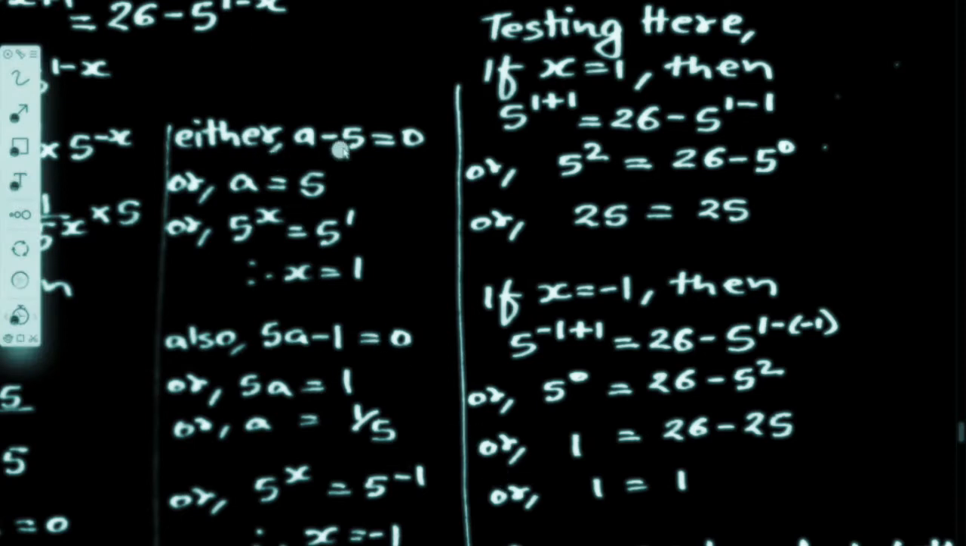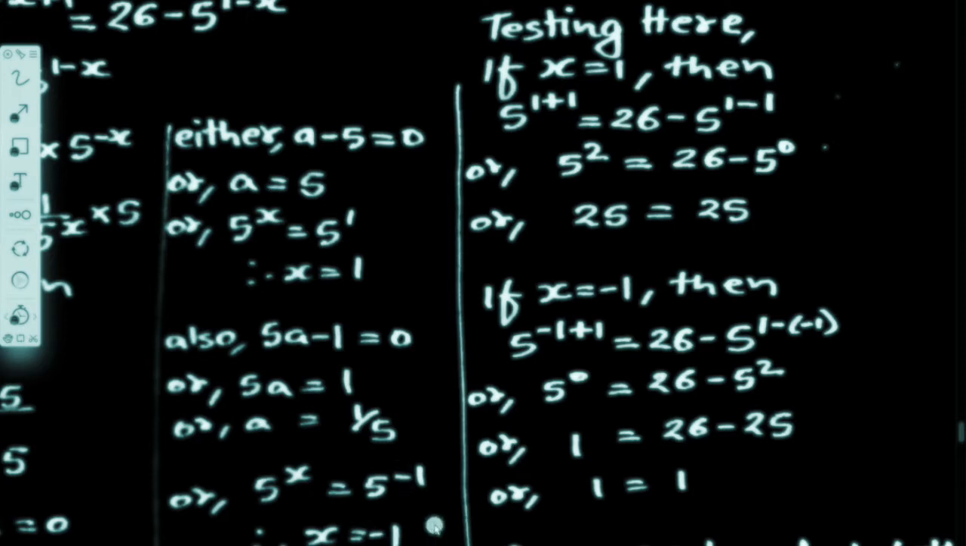From the first factor, a minus 5 equals 0, or a equals 5, or 5 power x. Now replace a with 5 power x. So 5 power x equals 5 power 1. This is the same base, therefore x equals 1. Also, from 5a minus 1 equals 0, 5a equals 1, or a equals 1 upon 5. Now replace a with 5 power x. 5 power x equals 5 power minus 1. Therefore, if the base is same, x equals minus 1.